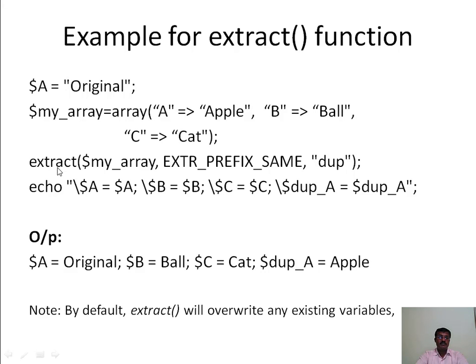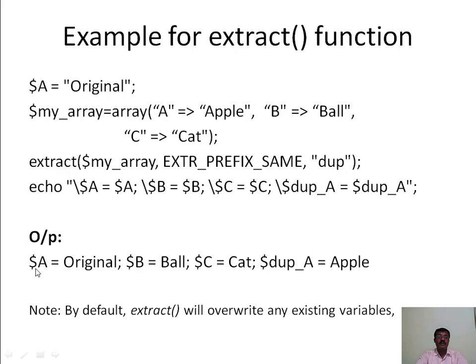So in the extraction process, if any collision occurs, and I specify the extr prefix underscore same as your second parameter, the third parameter value, that is dupe, which is a string, will be prefixed in front of a collision variable name. So after extraction, your output will be like this.